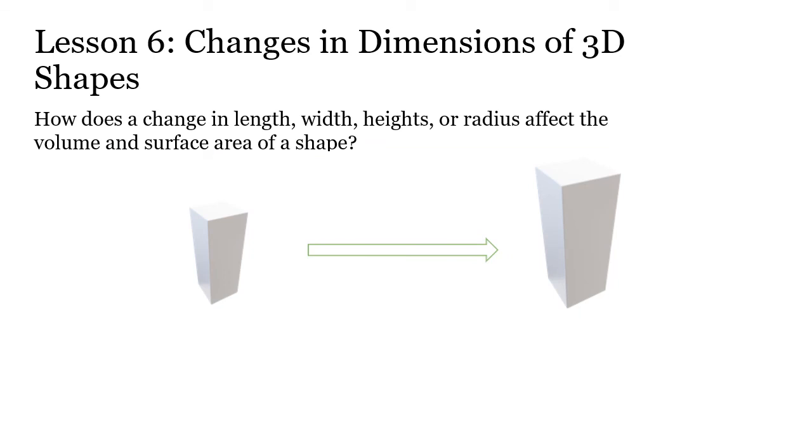The last lesson, lesson 6, we went back to this question. How does a change in length, width, height, or radius affect the volume and surface area of a shape? So how does it change it? By how much? That was the question we were asking in the last lesson.